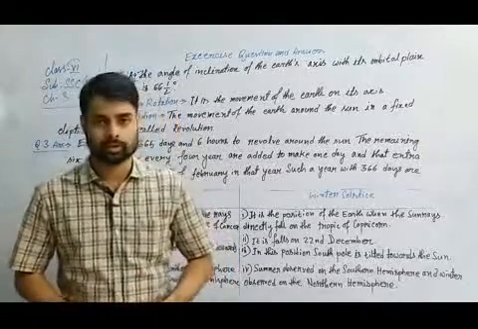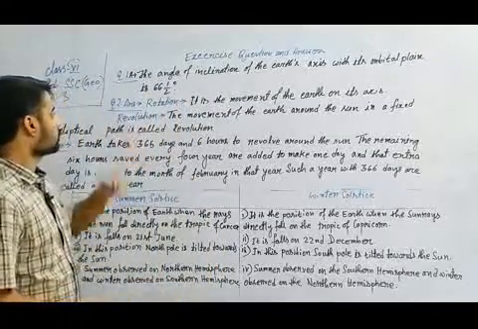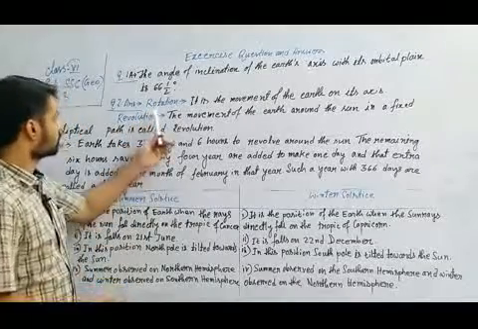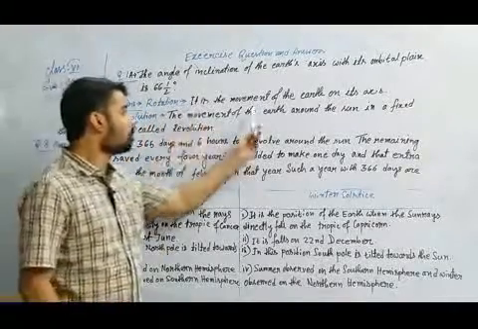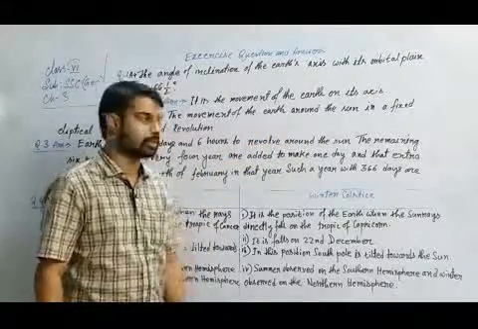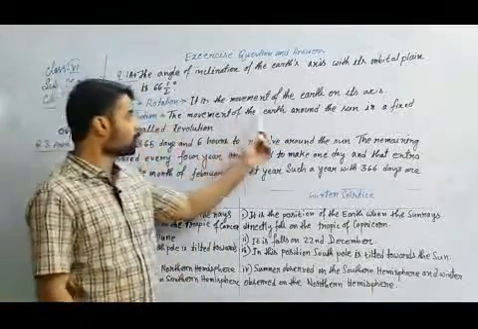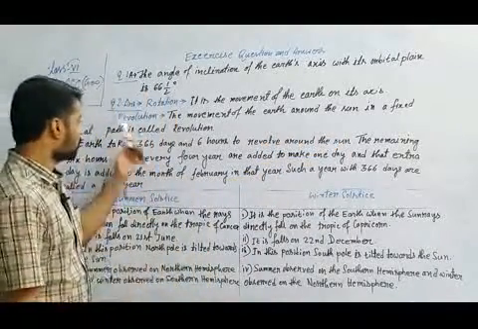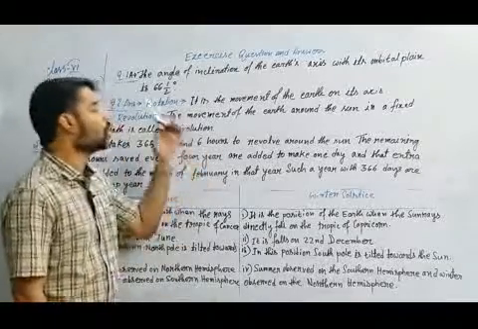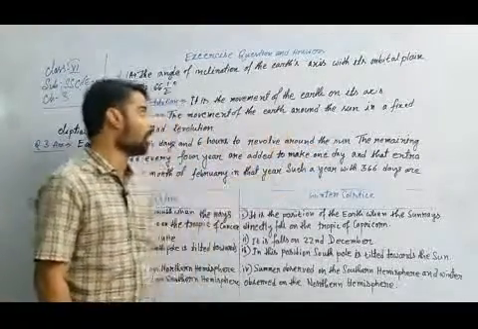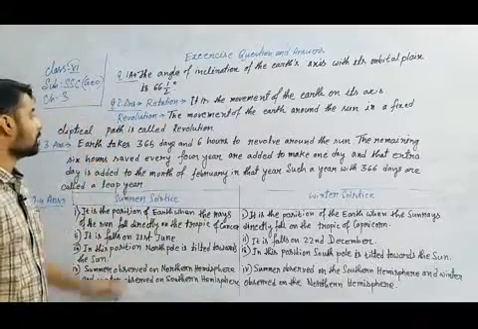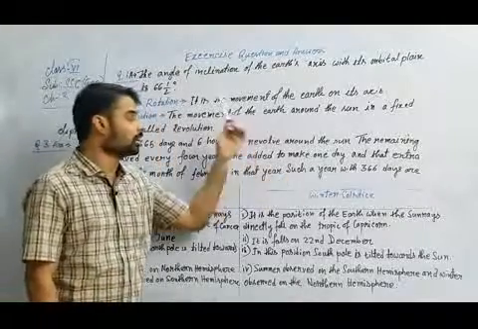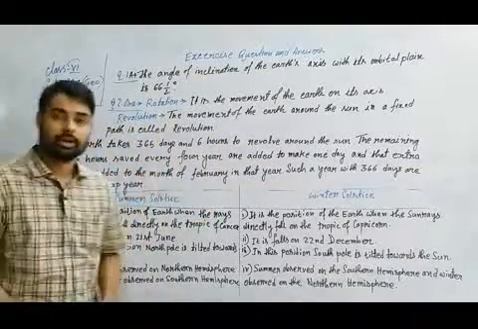Now the next question, question number B: define rotation and revolution. For the answer, first make 2 points, rotation and revolution, in this way, and start writing. Rotation means it is the movement of the Earth on its axis. And what is the definition of revolution? The movement of the Earth around the Sun in a fixed elliptical path is called revolution.